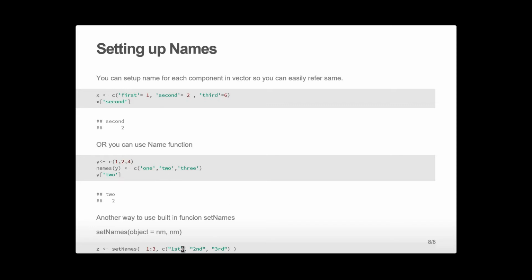Now the last one is using the setNames function. While defining the vector itself, you can use this function setNames. Then you first pass on the values and then the text or the labels for your vector. So here you can see I tried to create three values and then I passed on the three text values. Okay, so it is as per your preference, whatever way you want to go, you can use it.